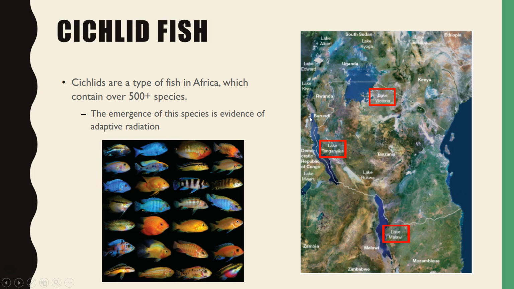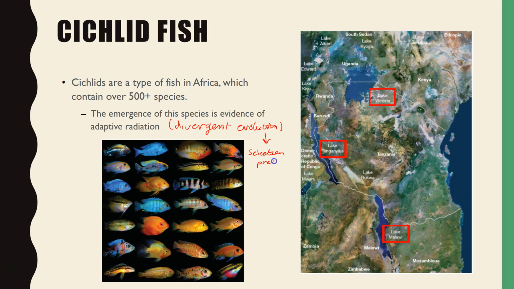Cichlid fish are the specific example that we're going to be looking at in terms of regulatory genes, as well as Galapagos finches. First of all, cichlid fish are a fish in Africa, and there are over 500 species. The emergence of this vast number of species is evidence for adaptive radiation. That's a type of divergent evolution. So that means they all come from one common ancestor, and they share similar traits, but have diverged to become different species, and that's due to different selection pressures.